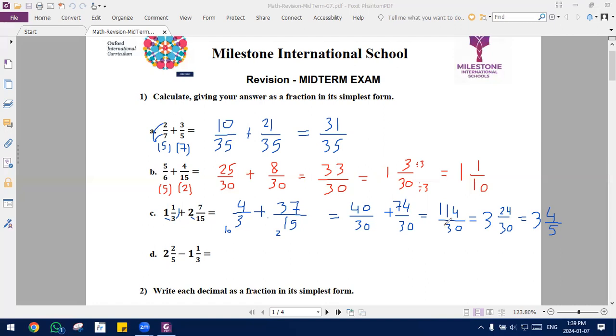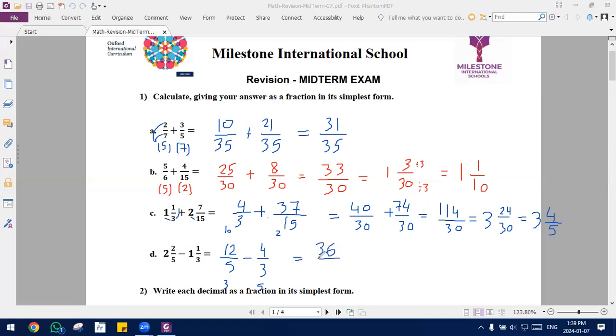Then, next one, 2 and 2 over 5 minus 1 and 1 over 3. Let's make it improper. 2 times 5 is 10 and 2, 12. 12 over 5 minus 1 times the 3, 3 plus 1, 4 over 3. We make them 15. So this is times the 3, this is times 5.